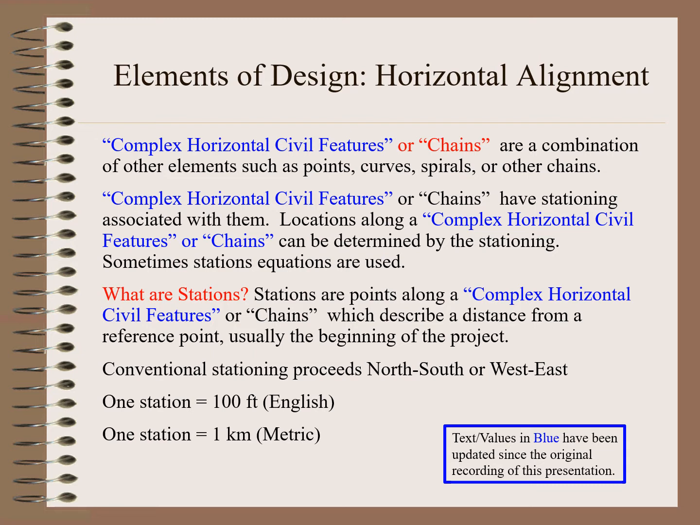Chains are a combination of all the elements that we've reviewed up to this point, including points, curves, spirals, and other chains. Chains have stationing associated with them. Locations along a chain can be determined by the stationing. Sometimes station equations are used. So what are stations? Stations are simply points along a chain which describe a distance from a reference point, usually the beginning of the project. Conventional stationing proceeds north to south or west to east. One station is 100 feet in the English system and 1 kilometer in the metric.